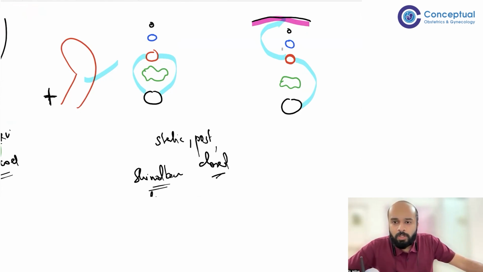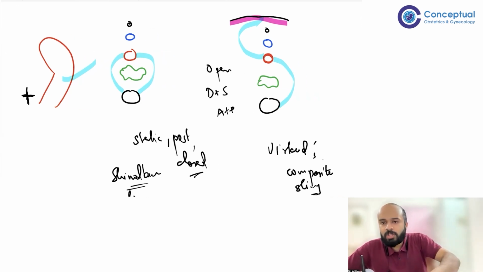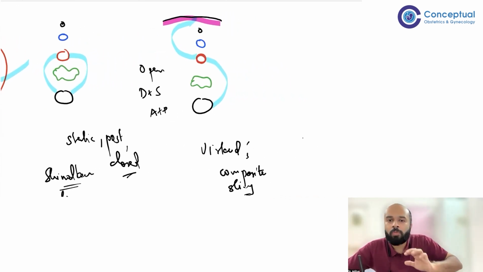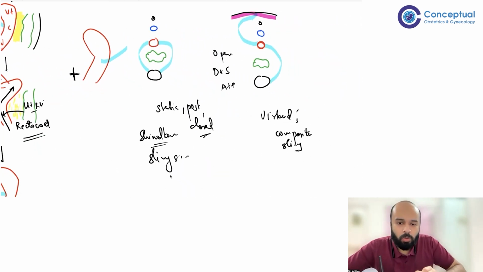So this was an open loop, dynamic plus static, and antero plus posterior sling. Because it was a combination of everything, this was called Virchow's composite. Composite means mixture. Composite sling surgery. Very good surgery, effective surgery, and a good modification. So these are the three major surgeries that you need to know about.